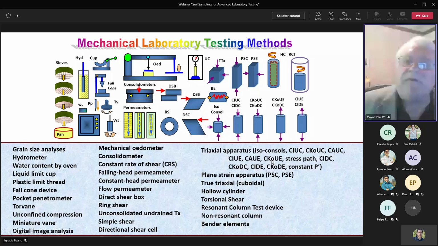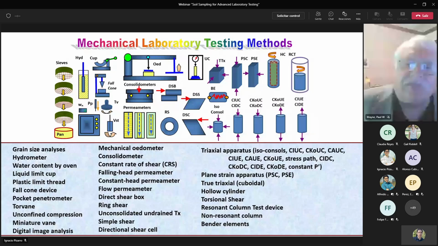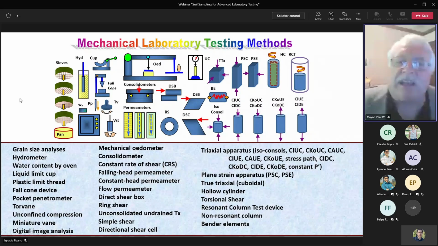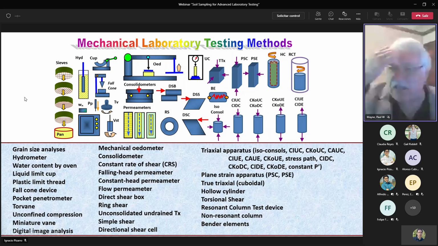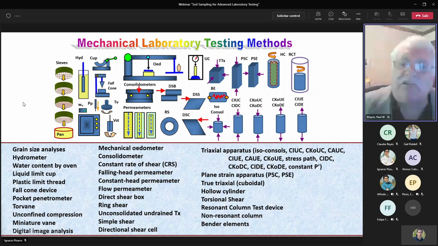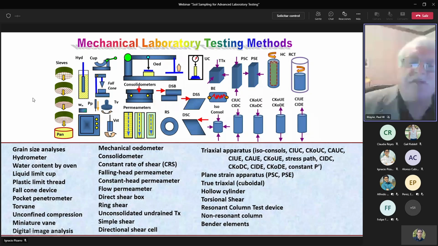So we have many different laboratory tests. We sort of grew up in geotechnics by thinking we could go out into the field and take samples, bring those samples back to the lab, and then we could run a whole suite of different tests to tell us the properties, characteristics, and features of the soil to help us do engineering design. So here's a select few of those.